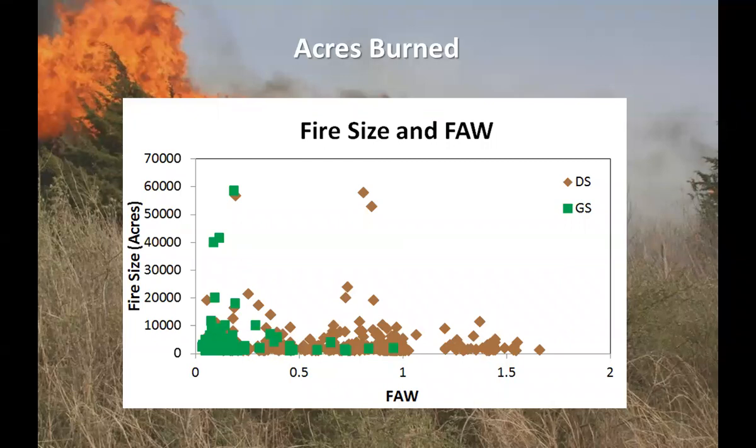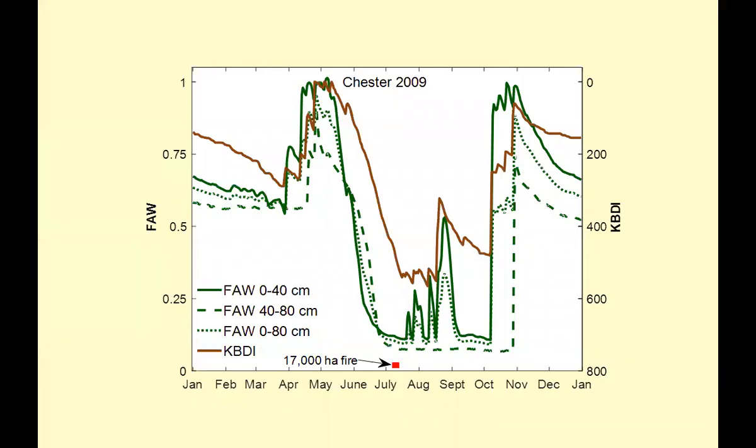during the growing season. We also looked at the relationship of FAW to KBDI, which, as you've seen, is a common denominator in a lot of the current systems. We looked at actually the 10 largest fires of those 501 fires. Here's one of them, Chester 2009. You can see how the FAW in the 0 to 40 centimeter in the solid green line reaches the critical value about a month before the fire actually occurred, whereas KBDI in the solid brown did not even reach critical levels, which we typically consider 600 to 800, at all.